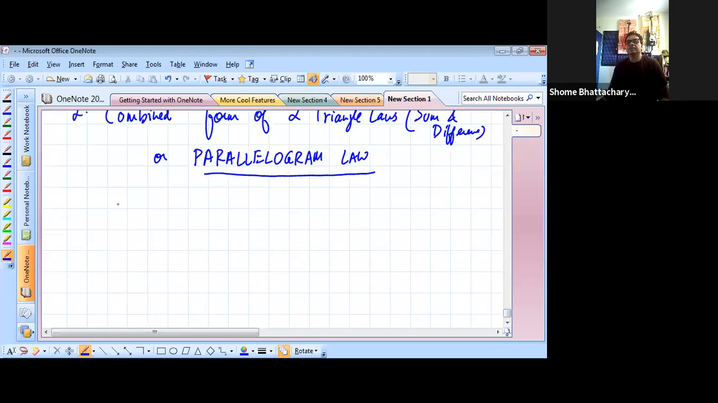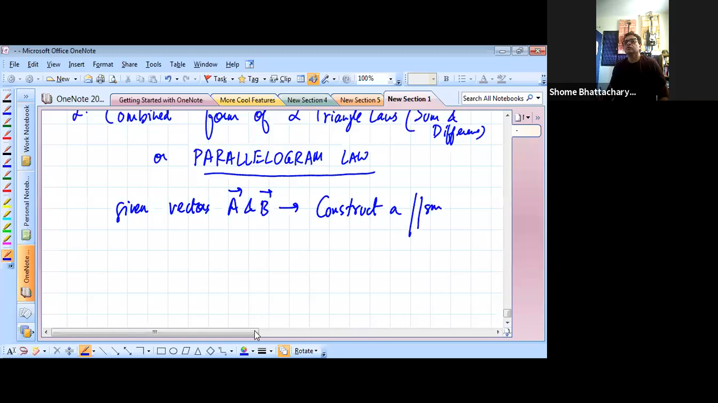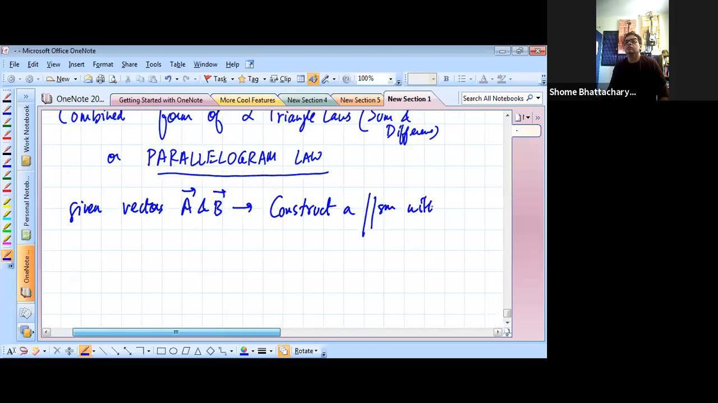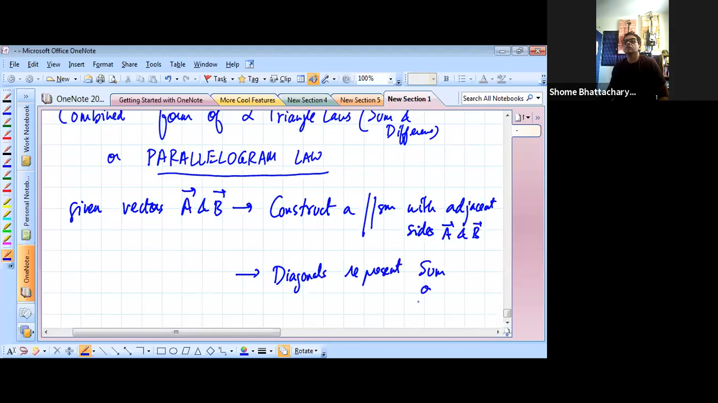Okay. So the method here is given vectors A and B, okay, we construct a parallelogram with adjacent sides represented by A and B. Okay. And now in this parallelogram, the diagonals represent the sum or the difference.